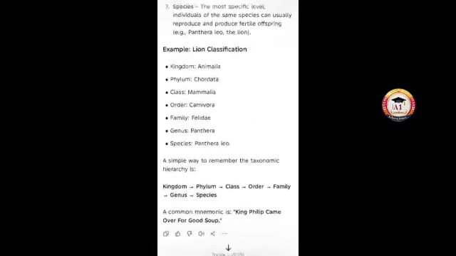Now, for the list of classification, I'll use the lion as an example. The kingdom is Animalia, and the phylum is Chordata. The class is Mammalia. The order here is Carnivora, which means it feeds on flesh. And the family here is Felidae, meaning cat family. And the genus is Panthera, while the species is known as Panthera leo.